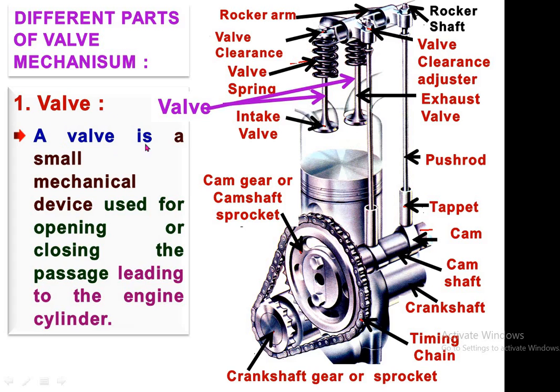First we will see the valve. A valve is a small mechanical device used for opening or closing the passage leading to the engine cylinder. It means whatever opening leads to the engine cylinder is either opened or closed through this valve. So this is the valve. If it is an inlet valve then it opens and fresh air enters the cylinder. If it is an exhaust valve then whatever burnt gases have been produced during the power stroke are expelled out during the exhaust stroke. So there are 2 types of valve, inlet valve and exhaust valve.